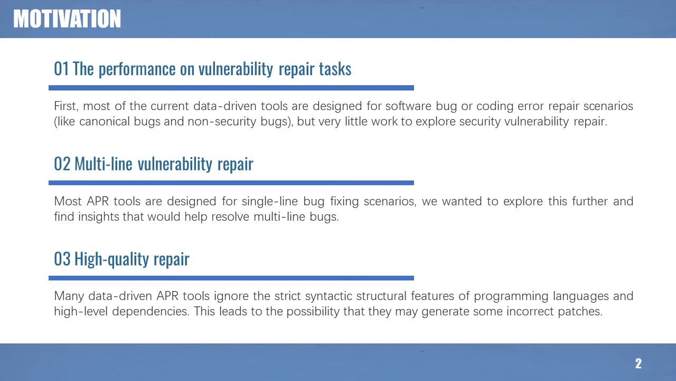Besides, data-driven APR tools have limitations in capturing and understanding programming language features in depth. They tend to ignore high-level dependencies such as data flow and control flow. This leads to the possibility that they may generate some incorrect patches. It motivates us to develop our programming language model-based security vulnerability repair approach that leverages pre-trained programming models, CodeBERT and GraphCodeBERT, for the downstream task of vulnerability repair.